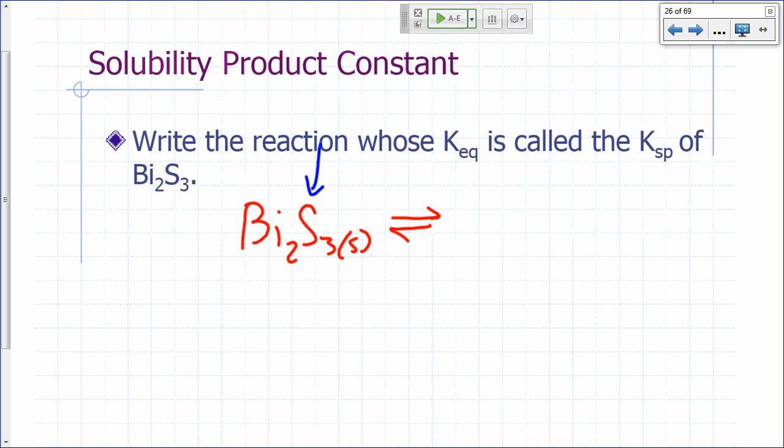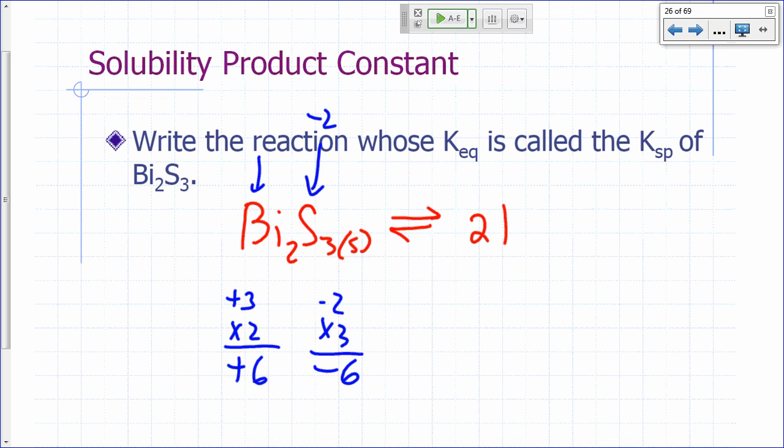Sulfide, what do you know is the charge of sulfide? Group 6A, column 16 of your periodic table, so that's -2. So what's the charge of bismuth here? -2 times 3 is -6, so what must bismuth be? Something times 2 must be +6, so bismuth must be +3. So this gives you 2 bismuth ions with a +3 charge plus 3 sulfide ions with a -2 charge in aqueous solution.